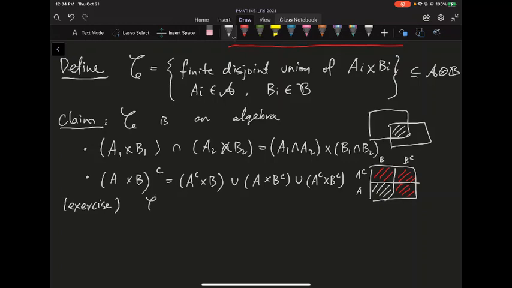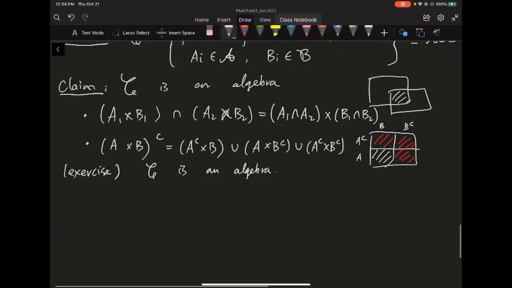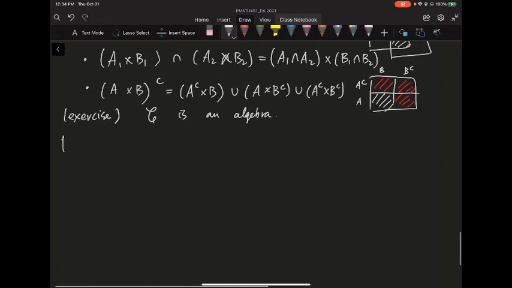These two is enough to tell you C is an algebra. Okay. Well, so now we know it's an algebra, so they are a collection of finite disjoint unions of these A_i cross B_i, and we know what measure we want to assign for these A_i times B_i. Basically their product.